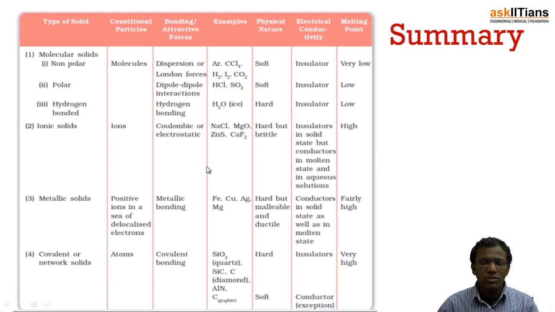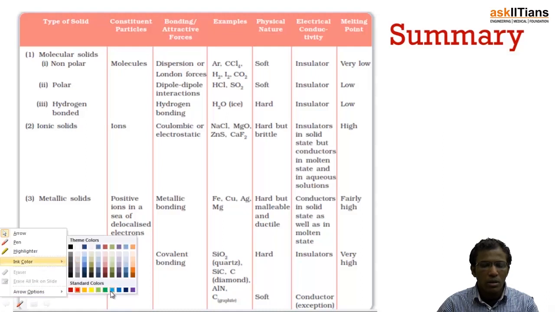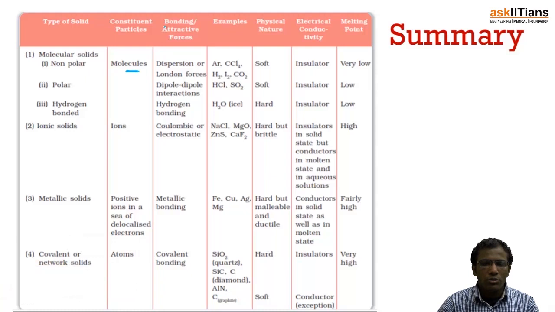So let's summarize whatever we learned about the classification of crystalline solids. So first I covered the molecular solids. In molecular solids, I discussed non-polar, polar and hydrogen bonded. And in molecular solids, the constituent particles are molecules. And I also showed here the attractive forces. So in non-polar we have dispersion forces. In polar we have dipole-dipole attractions. And in hydrogen bonded we have hydrogen bonding present. And examples are also given. And the physical nature is also given.